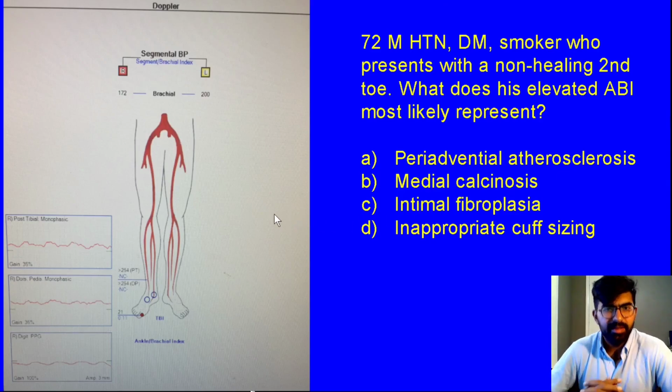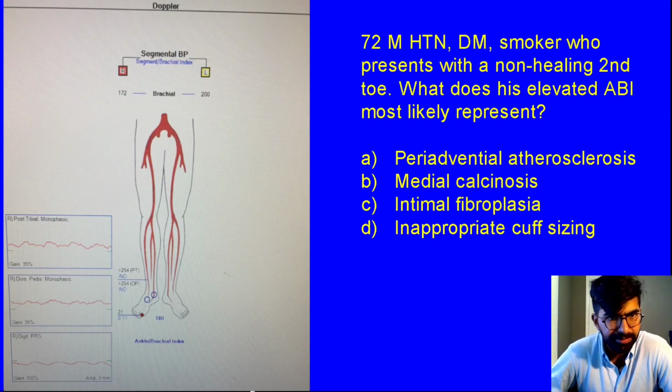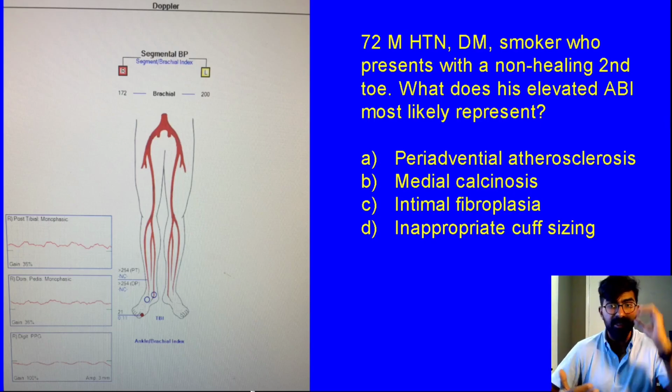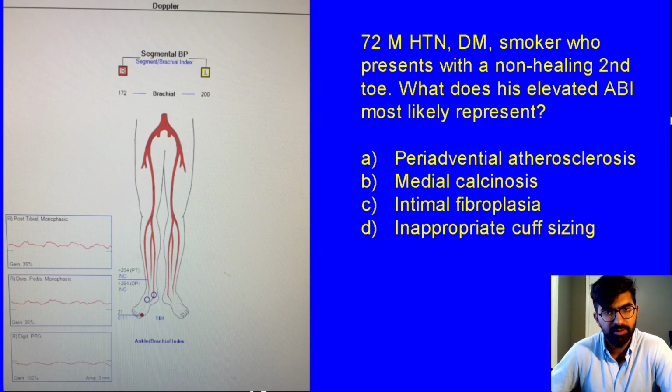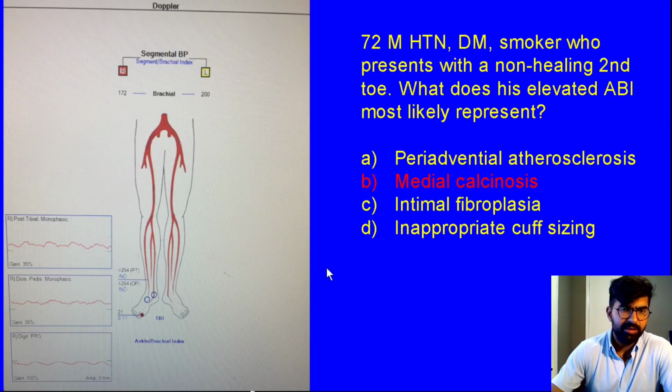Okay, 72-year-old male with hypertension, diabetes, smoker who presents with a non-healing second toe. What does this elevated ABI most likely represent? So he clearly has symptomatology, and his toe pressure is pretty low, it's 21. But why are his ABIs non-compressible, and why do the waveforms look so bad? What could that represent? And this one's really a gimme for most of the people that have been doing this for a couple of years, and this really represents medial calcinosis.